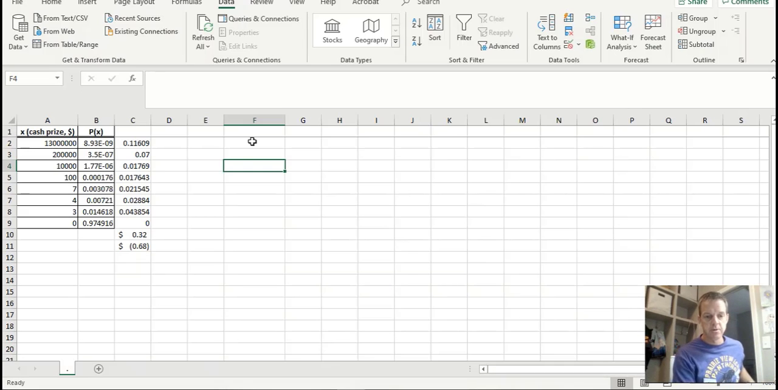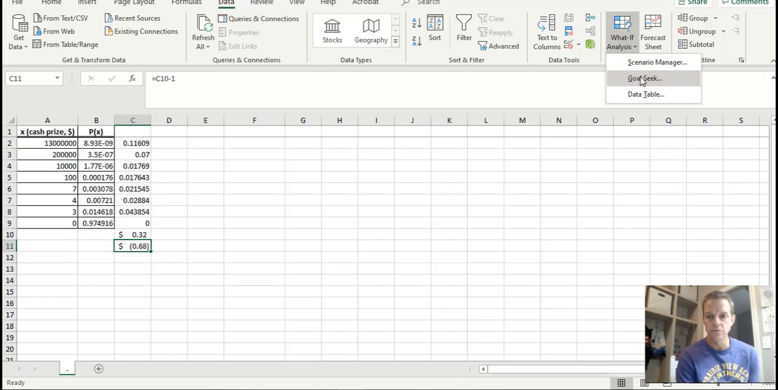All right, so here's the special button click in Excel that does this for you. This was our expected winnings, and then our profit was negative. We want to make that profit be at least 0. So I want the cell where negative 68 cents is to become at least 0 or higher. So if you click on data here, menu at the top, and you go over to what if analysis, you can go down and do goal seek.